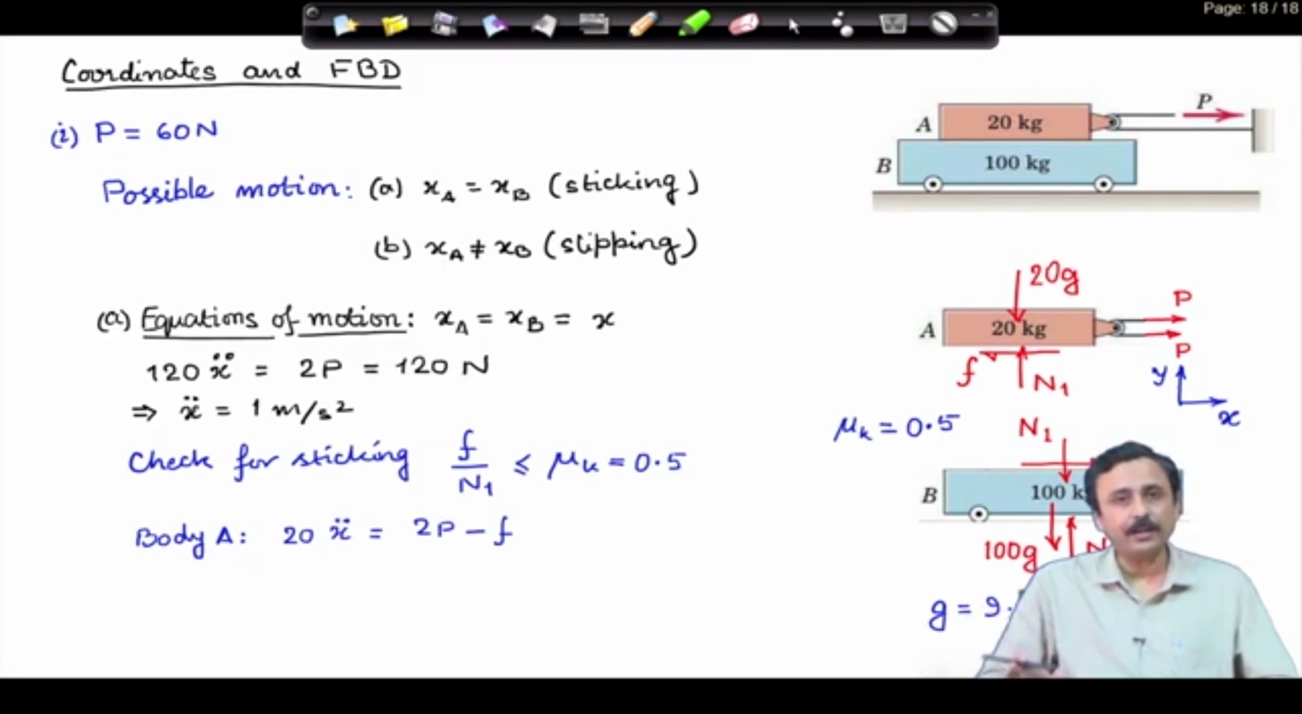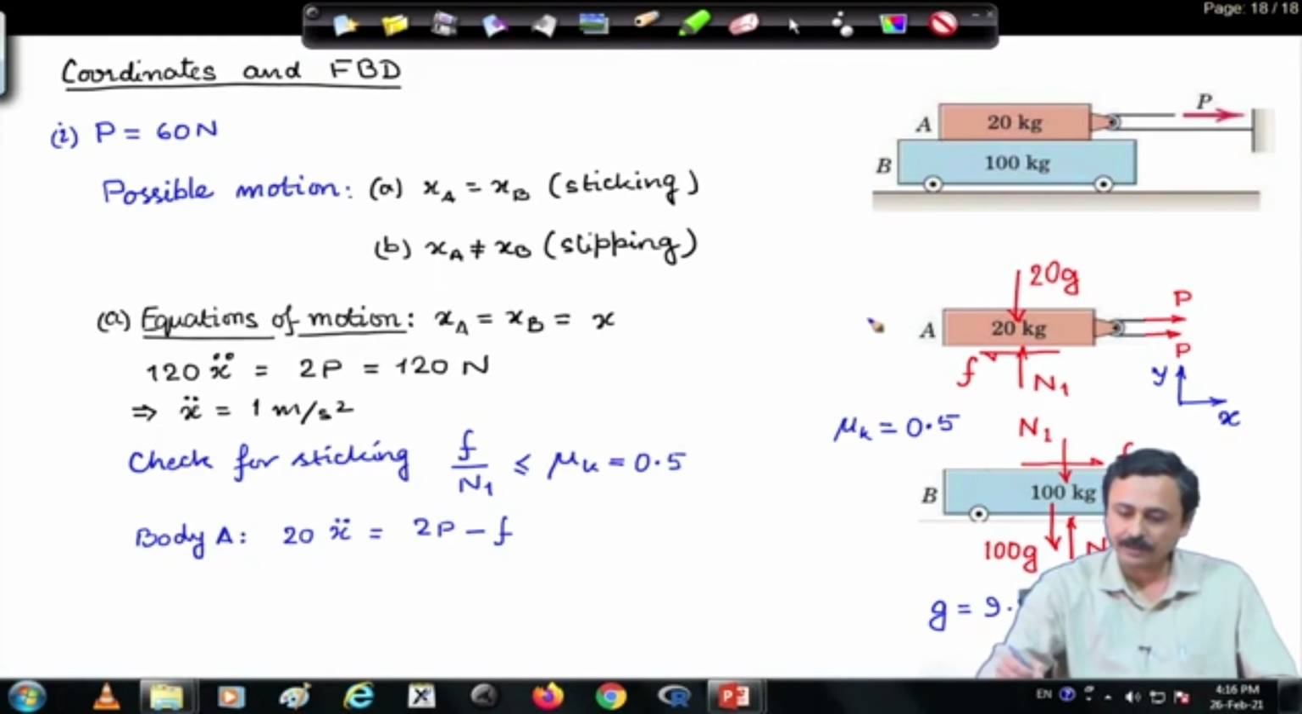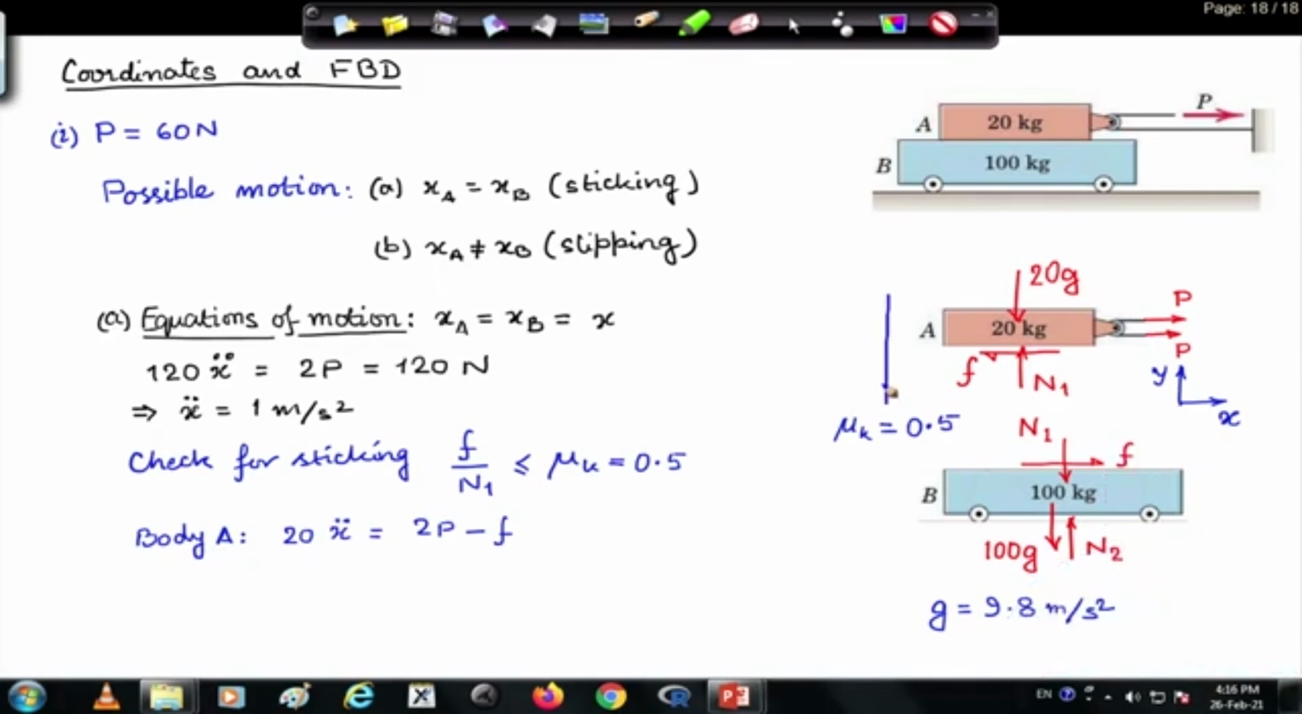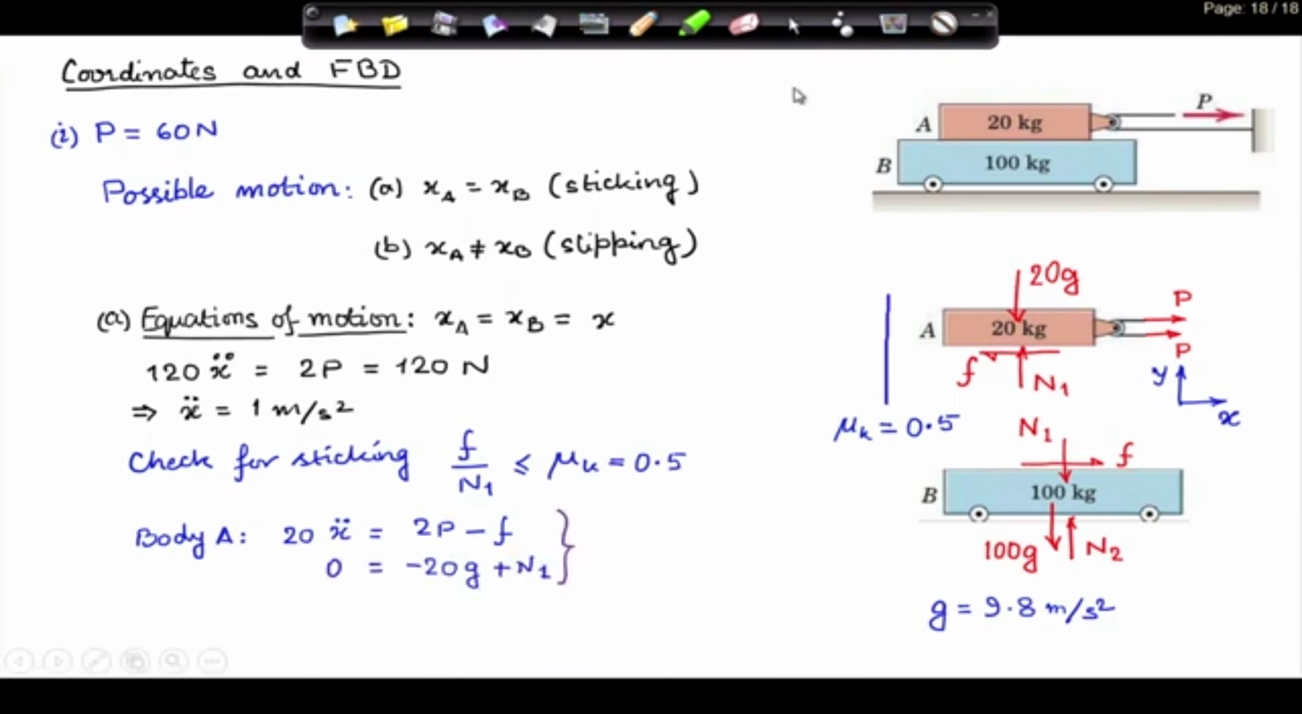For body A, I write down the equation of motion, which is, 20 is a 20 kg block. So, 20 times acceleration is equal to 2P, the total horizontal force, minus F, that you can check from this free body diagram. This is indeed the equation of motion for the 20 kg block in the horizontal direction. In the vertical direction, there is no acceleration, therefore, 0 must be equal to the summation of all forces in the vertical direction.